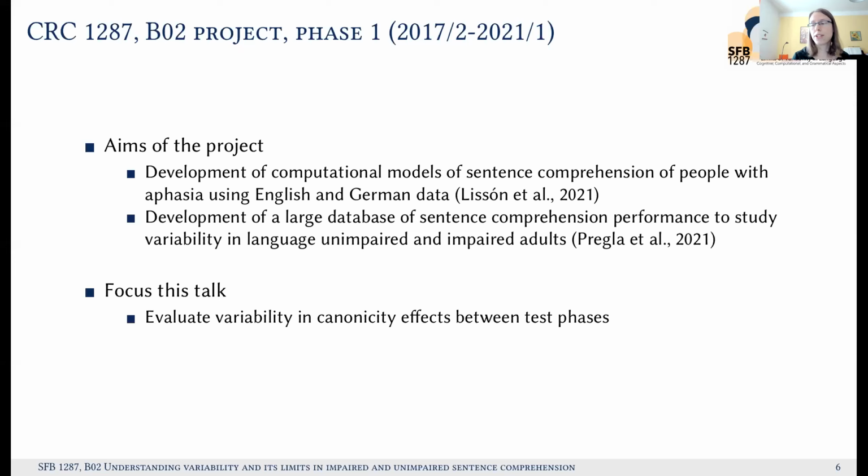However, I would like to point out that when we designed the database, we did not have any specific predictions on how this variability would look like in the people with aphasia.